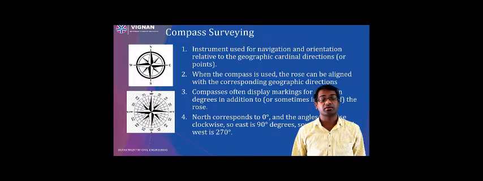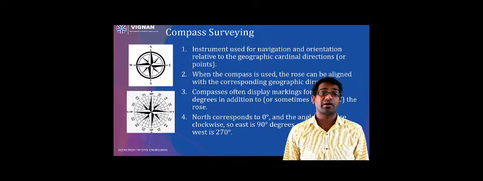A compass is an instrument which is used for navigation and orientation of the direction of a line. It is predominantly used by sailors when they are at sea, on a ship. Whatever figure you are seeing there is called a rose, and you can see north, east, west and south. A compass is a magnetized needle. When you suspend it freely, it will show geographical north.